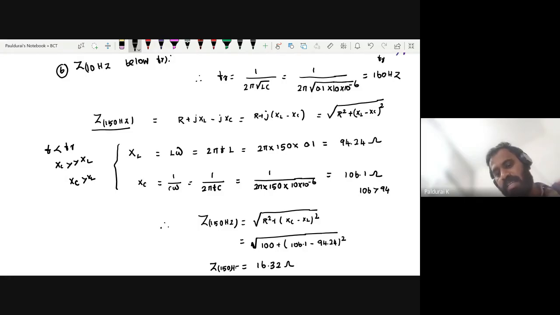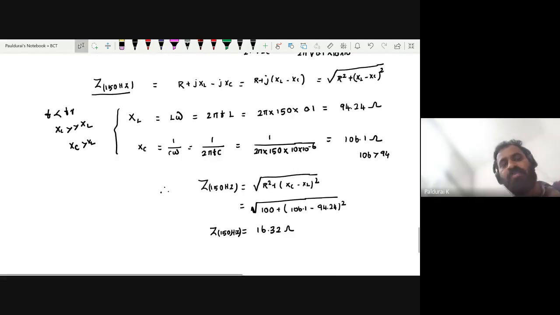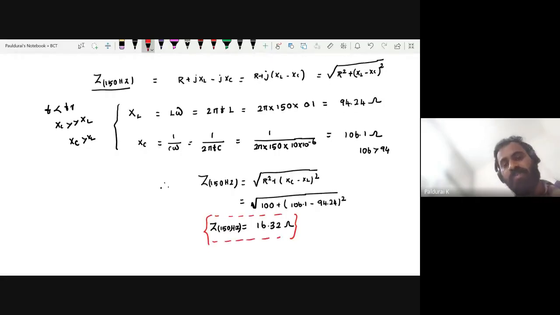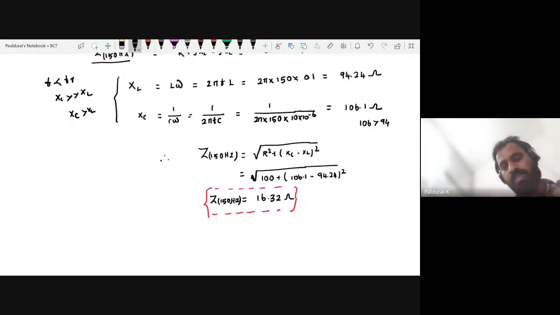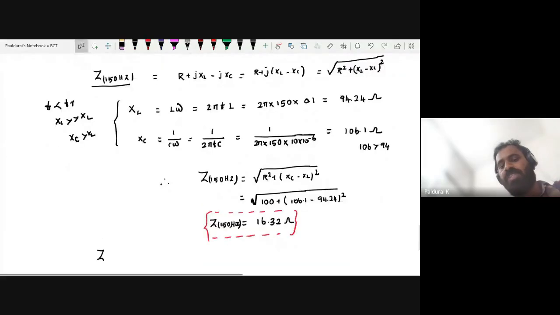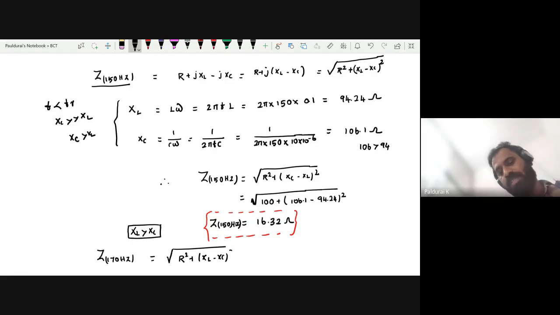This is the way to calculate impedance at 10 hertz below resonant frequency. Now can you calculate impedance at 10 hertz above? 10 hertz above means 160, so it should be 170. So here XL should be greater than XC. The formula is R squared plus XL minus XC, the whole square.